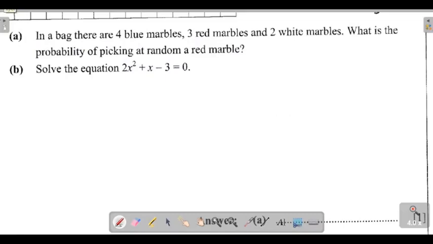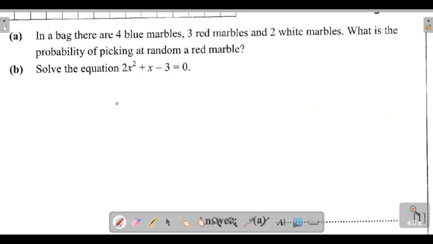Okay everyone, we now come to another question. So here we have 2 questions. Question A: in a bag there are 4 blue marbles and 3 red marbles, also 2 white marbles. What is the probability of picking at random a red marble?